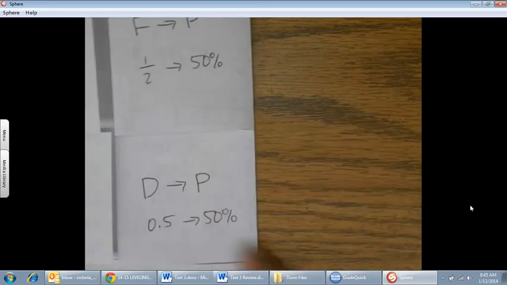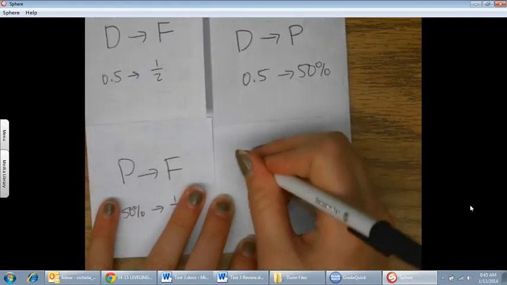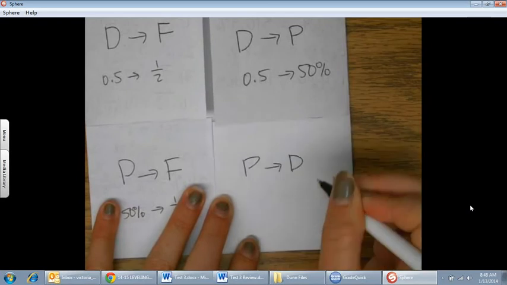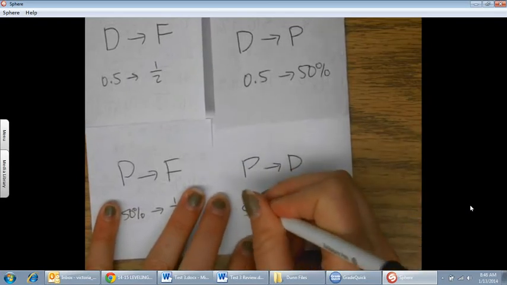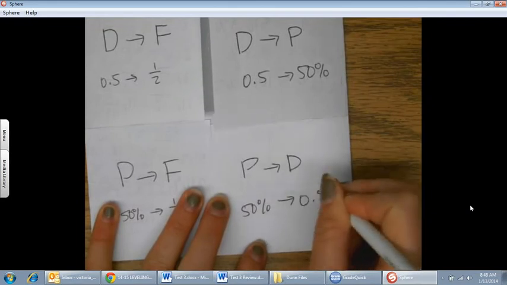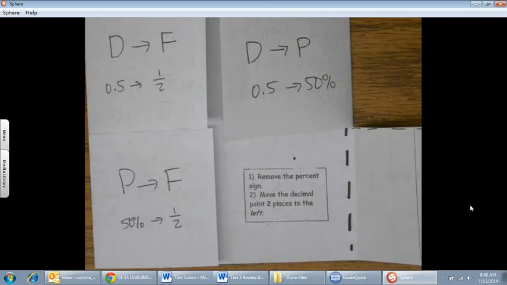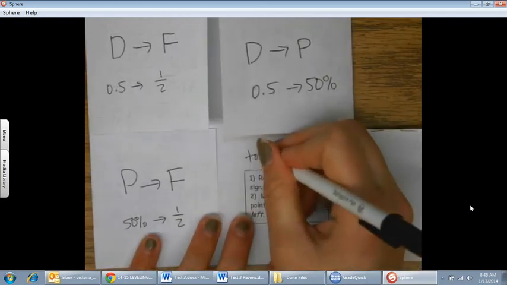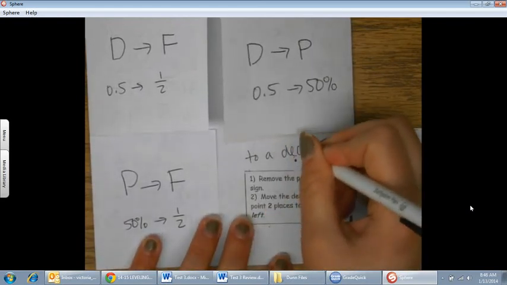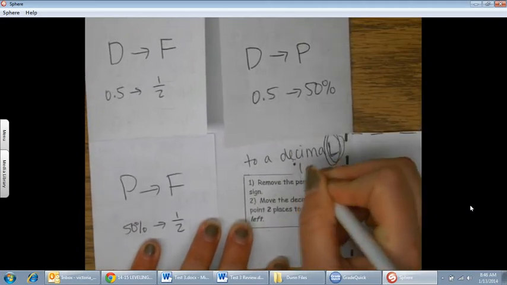And the last one we're going to do is percent to decimal, which is just like we did above, except we're going to go to the left. And that's cool because since you're going to a decimal, we're going to have to go to the left.